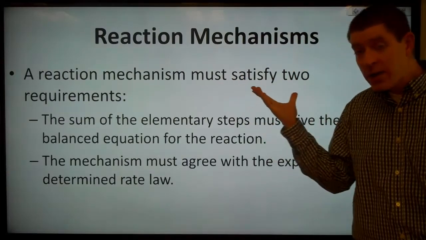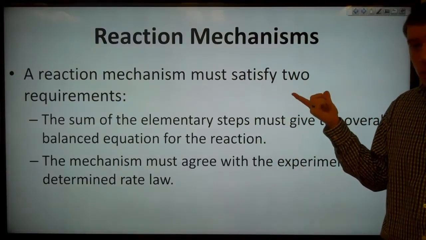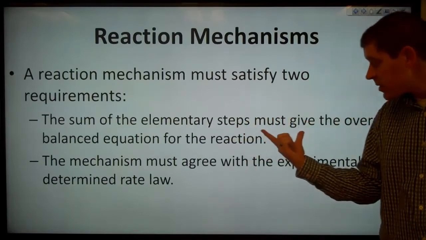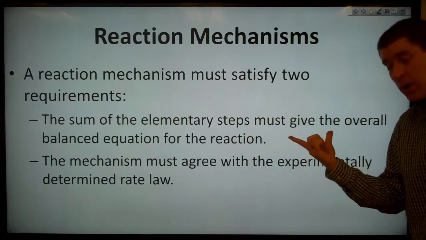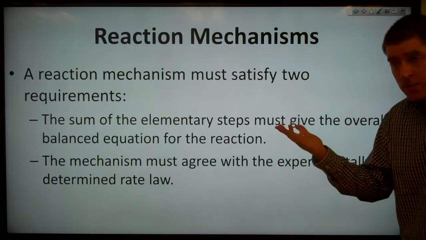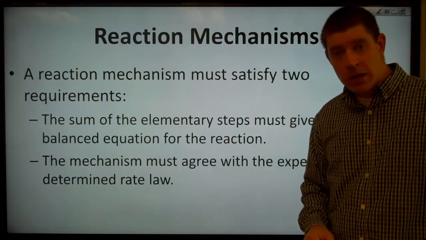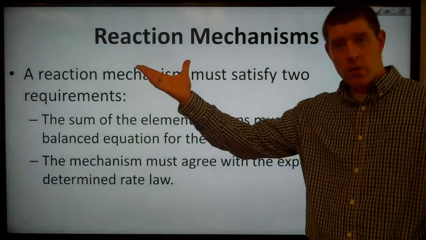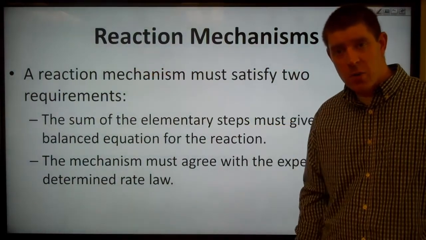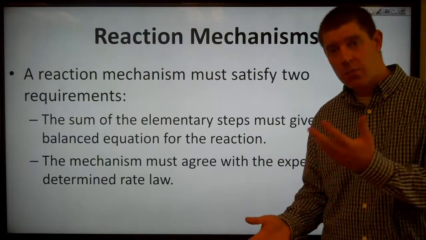So a reaction mechanism has to satisfy 2 requirements. The sum of the elementary steps must give the overall balanced equation for the reaction. That sort of makes sense. In order for our mechanism to be a valid mechanism, we have to start out with the reactants and end up with the products. We can't be making something extra. We can't be destroying something.